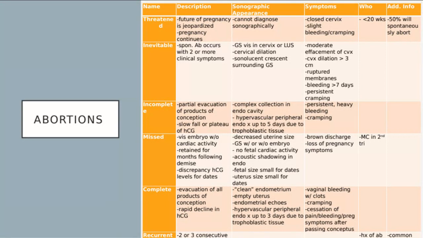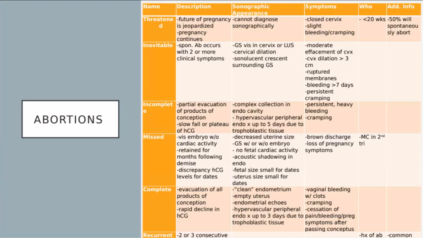So this is mainly just saying that this is a partial evacuation of products of conception. So all of those really early on structures, the trophoblastic cell and the trophoblastic tissue, maybe a gestational sac, all of those very early on structures of a pregnancy are going to now start to be evacuated.